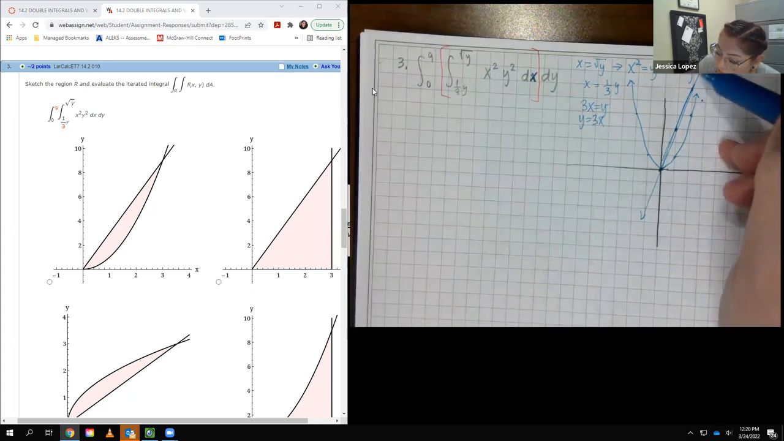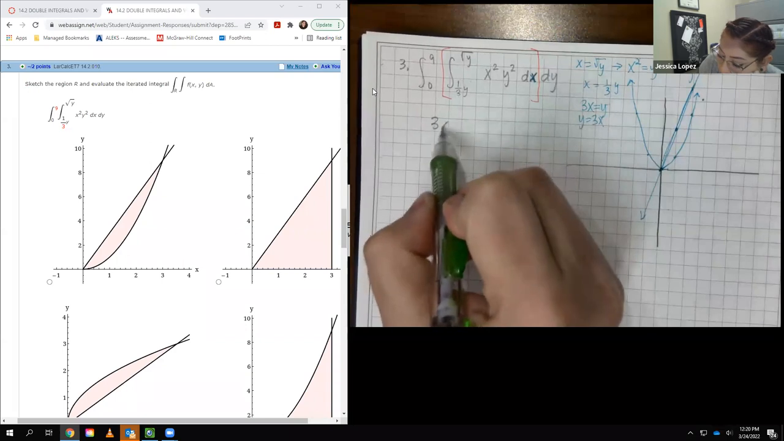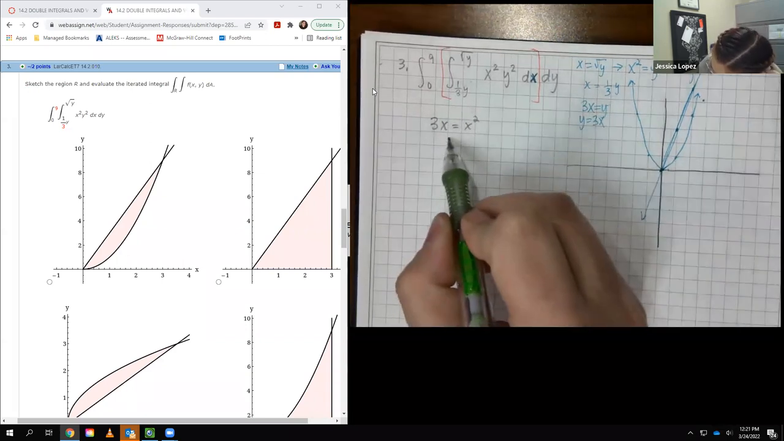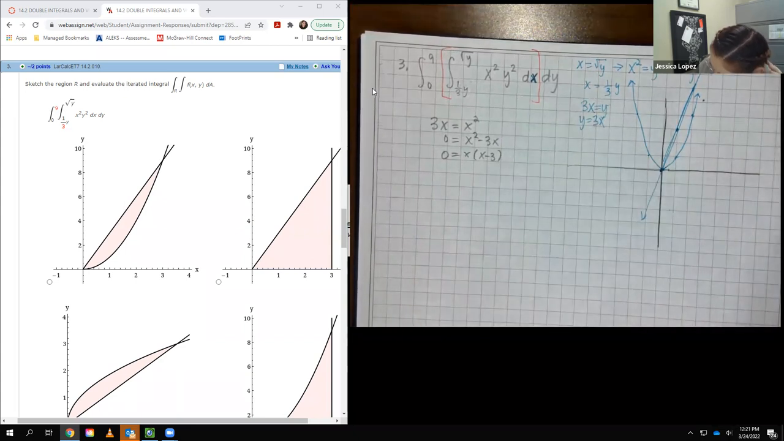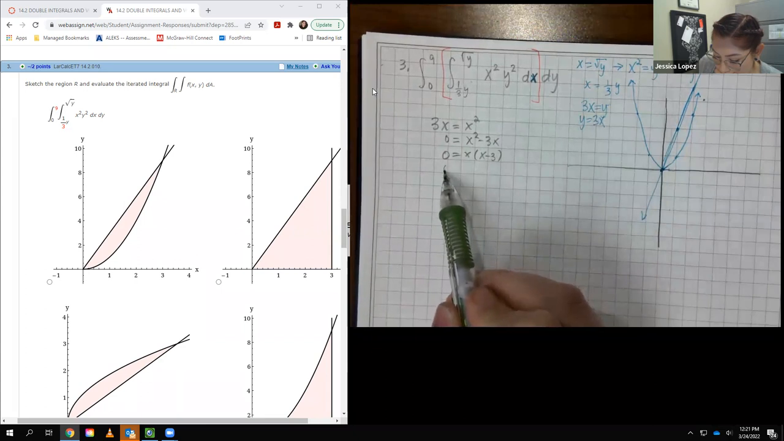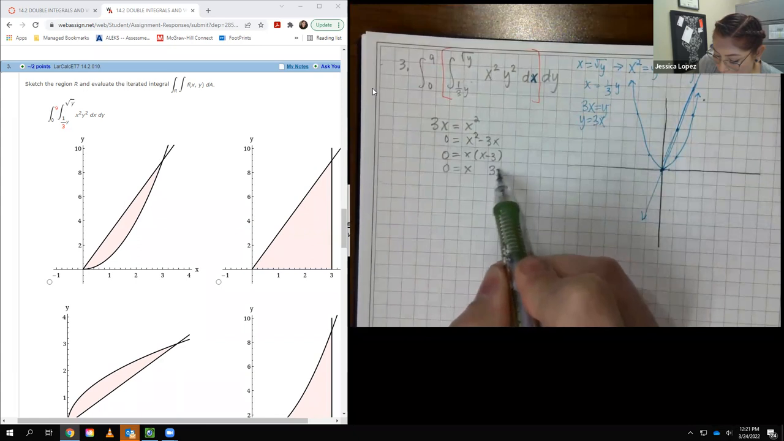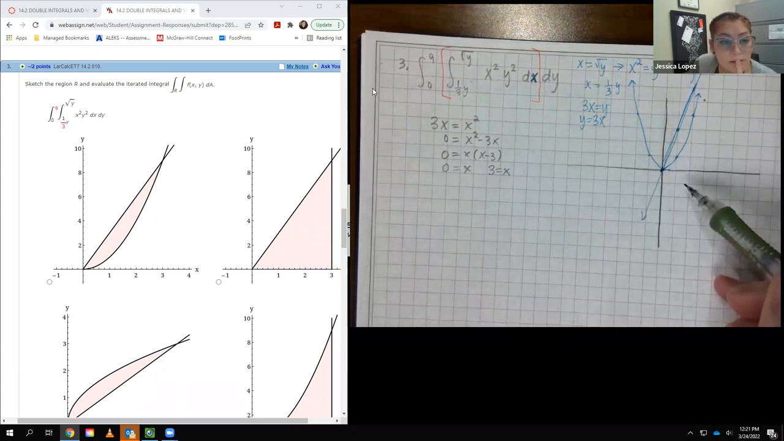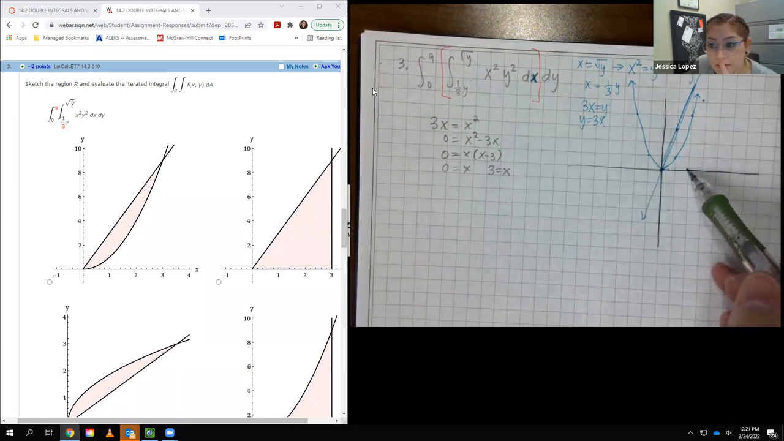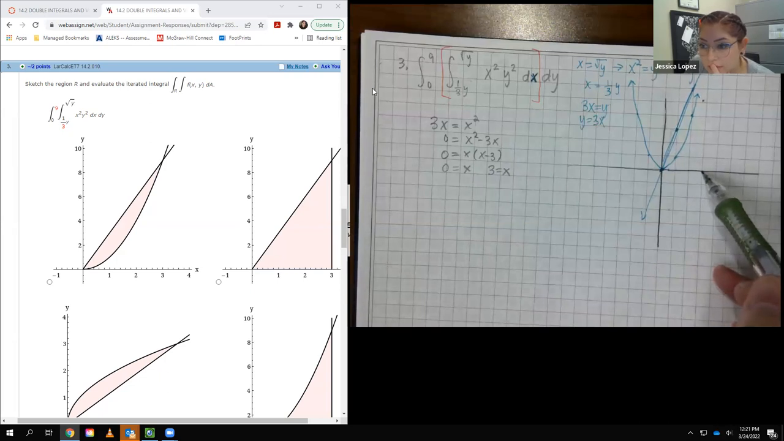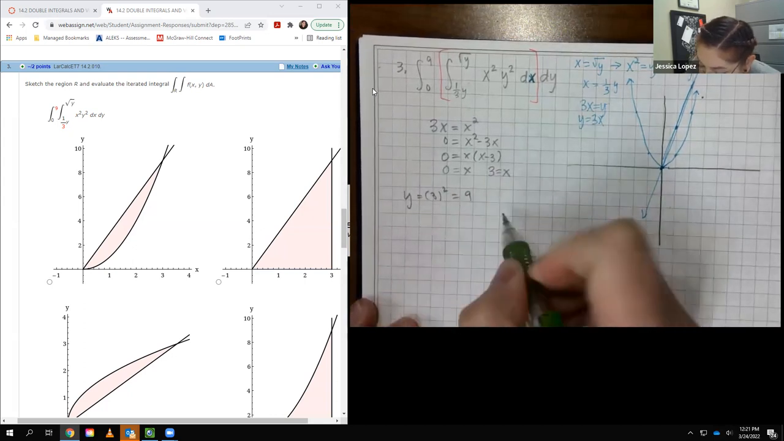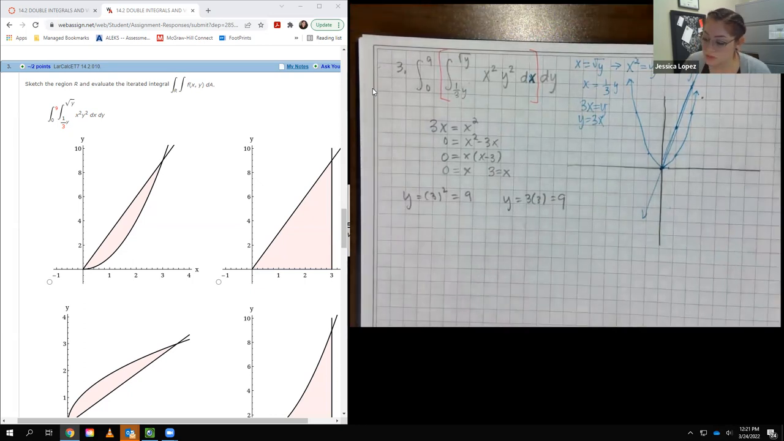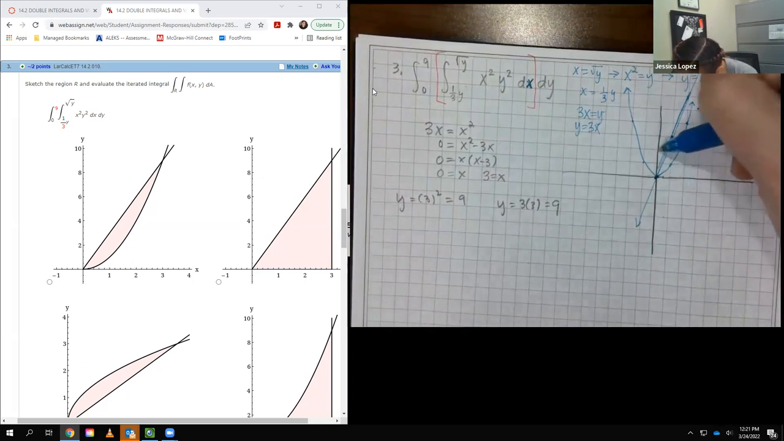I don't know where they're gonna intersect, so let me figure out where they're gonna intersect. So when is 3x going to equal x squared? I get 0 and 3, but that's not true. Oh, yeah. 3 times 3. So watch. When I plug in 3 here, I get 9. And when I plug in 3 here, I get 9. So that explains it. So they do touch somewhere up here at 9. 1, 2, 3, 4, 5, 6, 7, 8. It would be like up there somewhere.